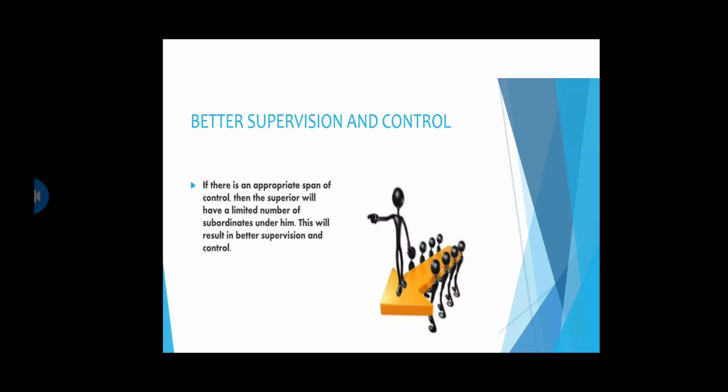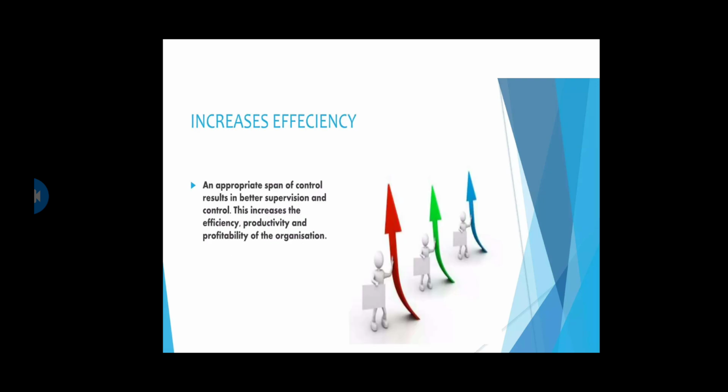The first one is better supervision and control, as all the subordinates have to answer their superior, then the superior, or we can say the manager, has effective control over their subordinates. The next one is increases efficiency. As there is an effective span of control, the superior has effective control over their subordinates, which will increase the productivity of the subordinates, which will ultimately result in increased efficiency.